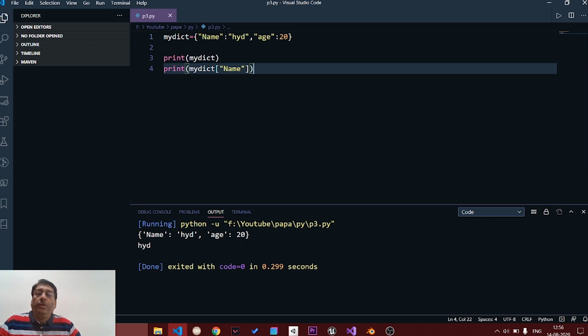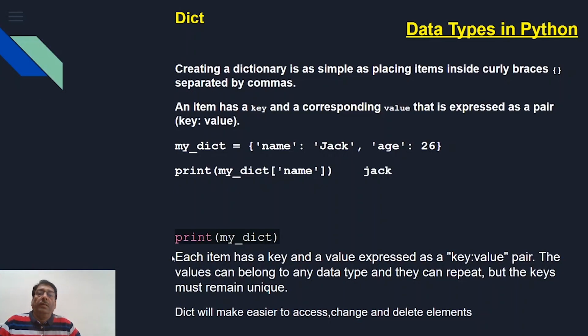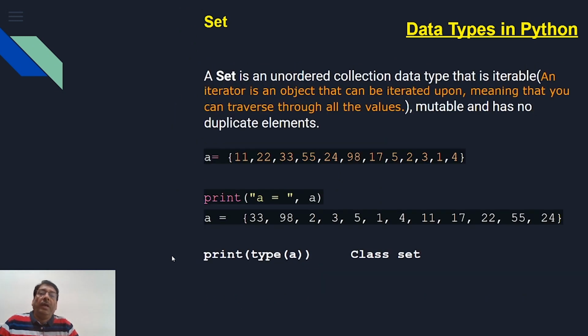So that is how you can work with the dictionary. The next one we have is a data type called a set. A set is an unordered collection data type that is iterable. Iterable means you can traverse all the values that are available to us in the set.